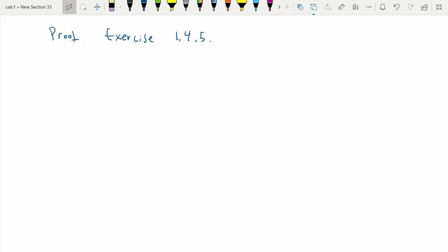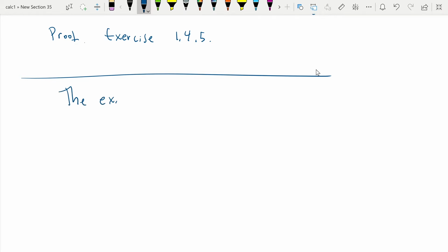Okay, so now we want to prove Theorem 1.4.5. So this is about the existence of square roots.